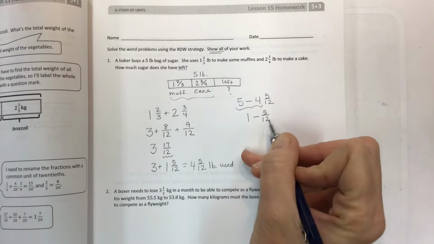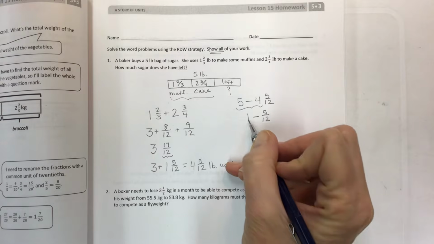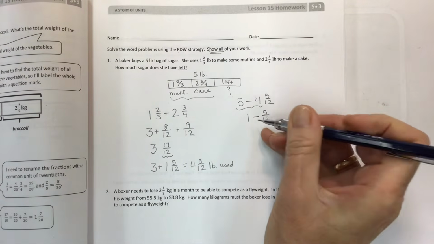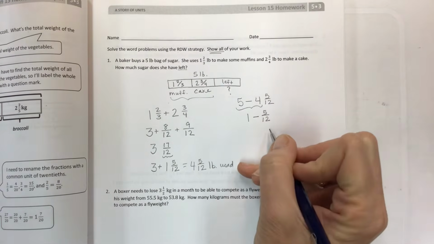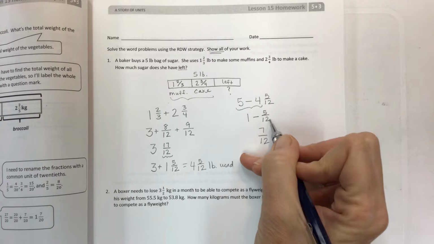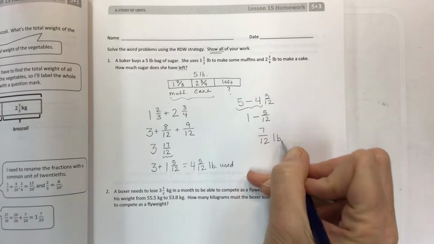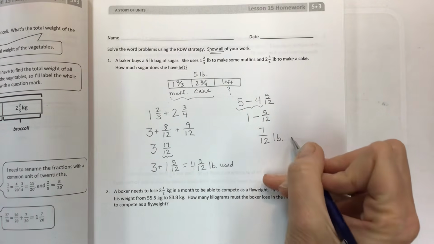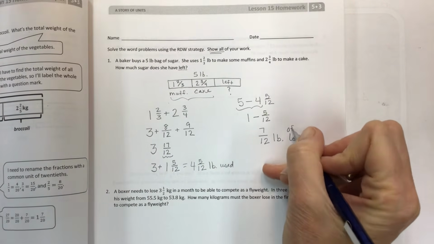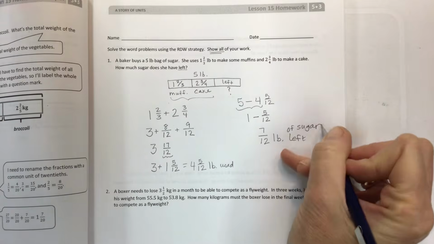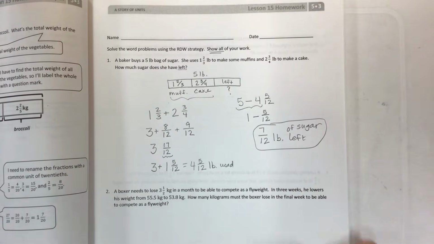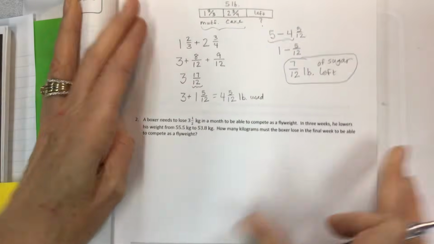When you do this method, remember you're going to go down below this whole number, which is 0. You don't have to write the 0, you just have to complete the whole. The whole is 7/12, and that would be pounds left of sugar. And that's your answer right there. Okay? Next one.